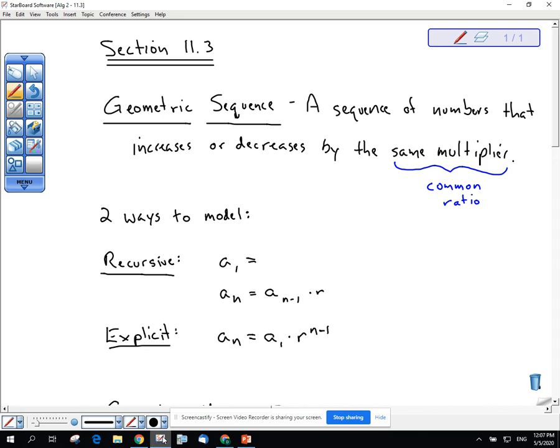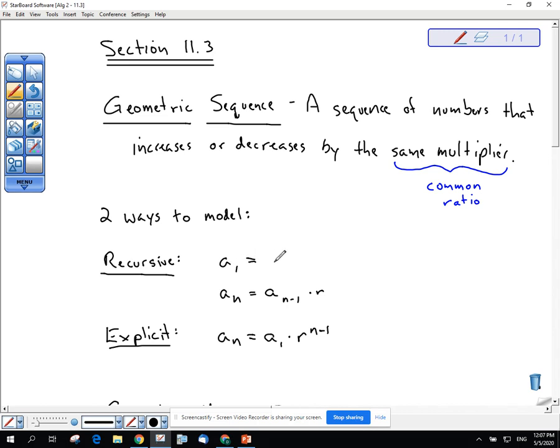This lesson will seem to mirror the previous lesson, Section 11.2, with arithmetic sequences. This is just a different kind of sequence. In that lesson, I had two ways to model. Once again, there are two ways to model a geometric sequence. Now they are different, right? This isn't exactly the same. Obviously, a geometric sequence is different from arithmetic, but the way we model it is the same, in that there will be at least two lines. And for Algebra 2, there will be exactly two lines on any problem we give you.